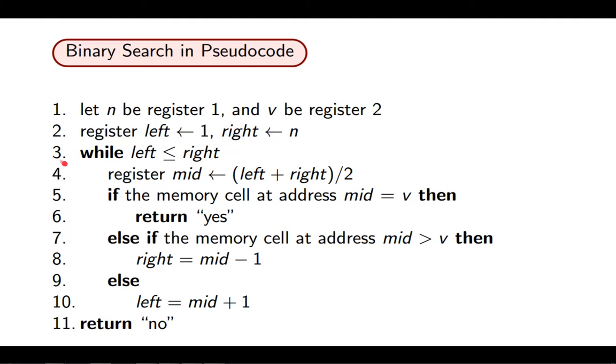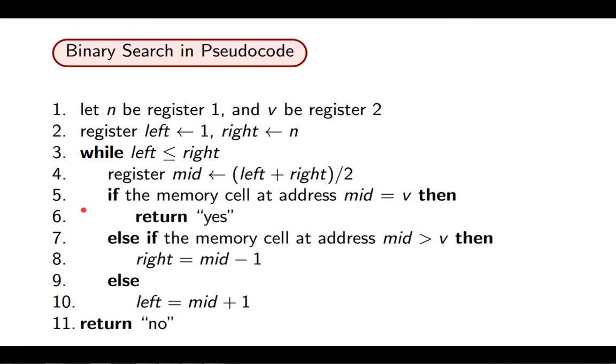While left is less than or equal to right, we set the middle pointer to left plus right divided by 2. You might be saying, what happens if we end up with a decimal? Well, when you implement it, you're going to use integer division, so you're not going to end up with a floating point number, so that's not going to matter.